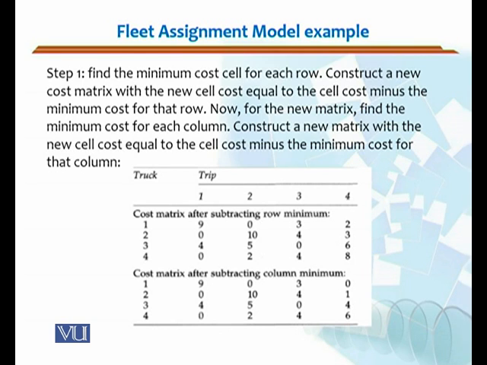Now in the last column, that is the fourth column, there is no 0 entry. The minimum entry is actually 2. So subtract 2 from the column values. So you will get 0, 1, 4, and 6. So you have a new cost matrix after having the row minimum and column minimum values.